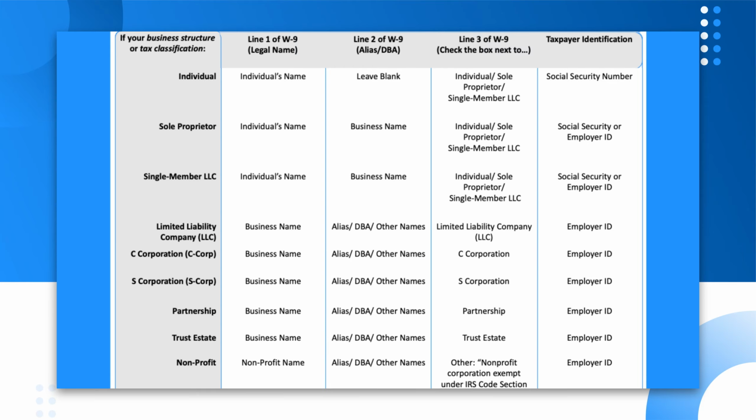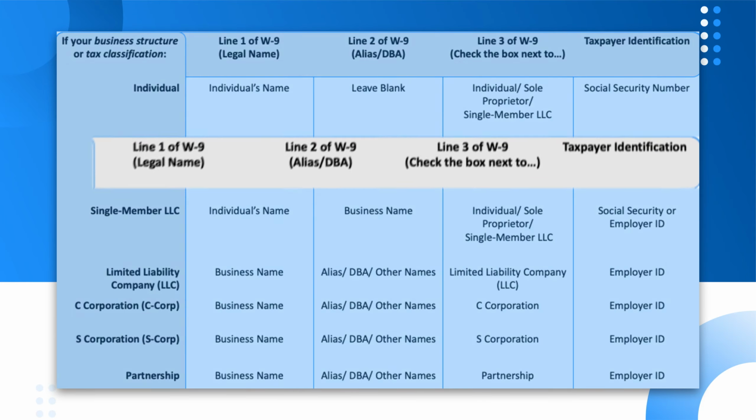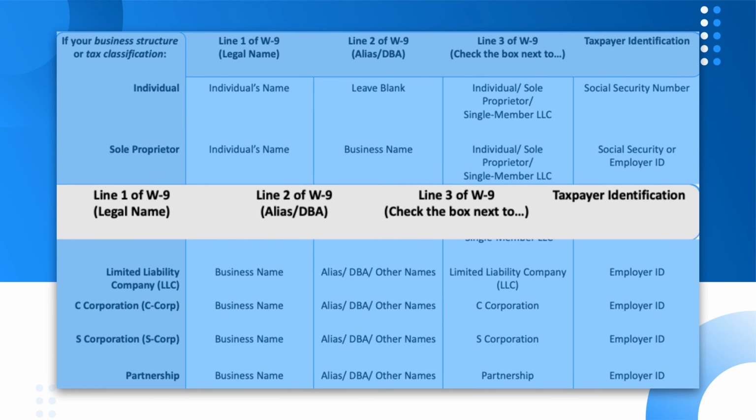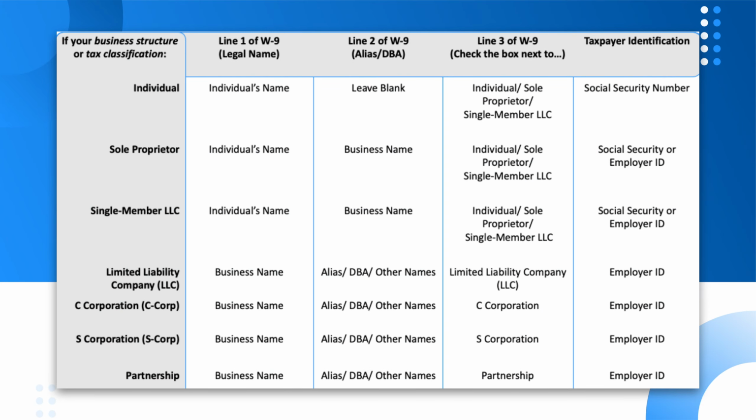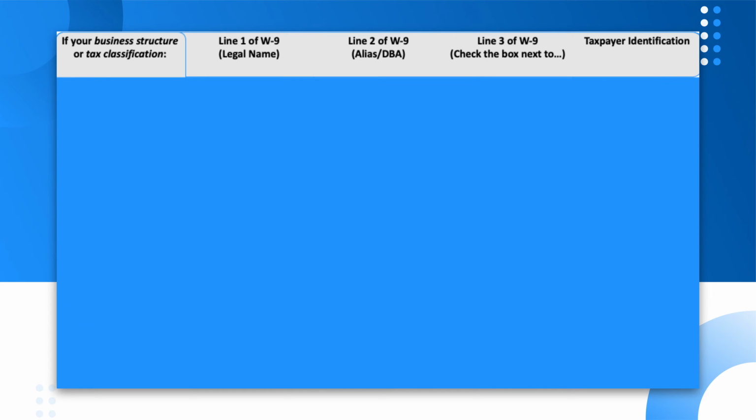Use this chart to help determine what information you should enter for your legal name, alias or doing business as DBA name, tax classification, and taxpayer identification number. A copy can be found in the Doing Business with the City section of our website.